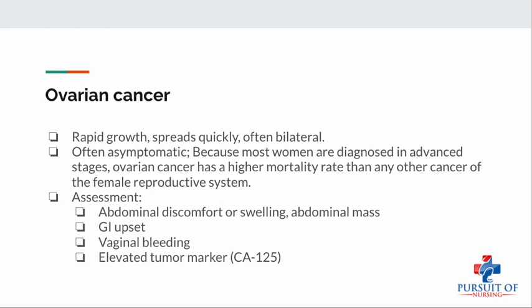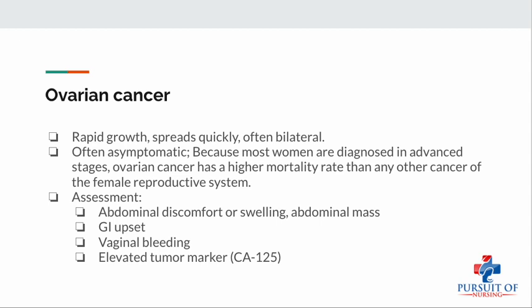Ovarian cancer is rapidly growing, it spreads quickly, it's often bilateral. It is most common among white women ages 55 to 65. Ovarian cancer is often asymptomatic, and because most women are diagnosed in advanced stages, ovarian cancer has a higher mortality rate than any other cancer of the female reproductive system.